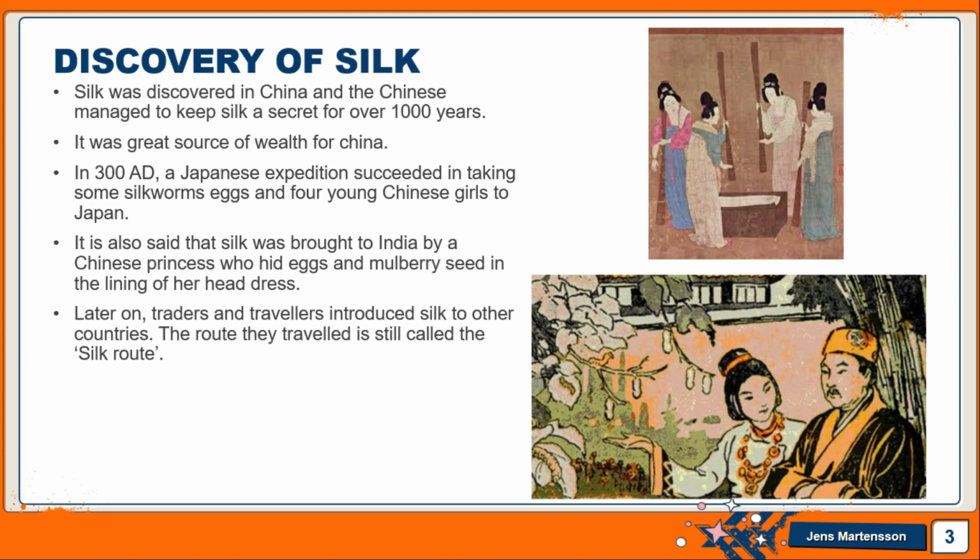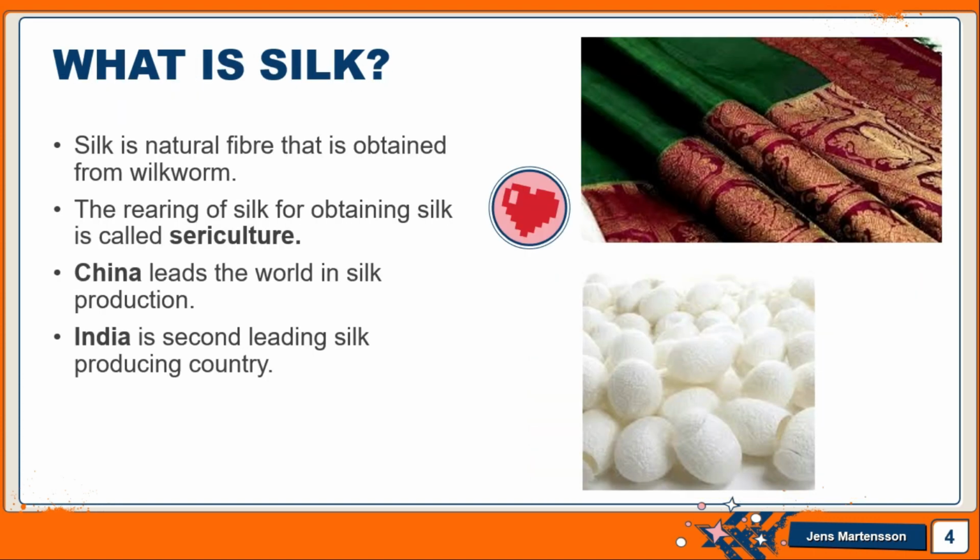Similarly, in India it is said that silk was brought by a Chinese princess who hid eggs and mulberry seeds in the lining of her hairdress. In this way, silk was introduced in India. Later on, traders and travelers who traveled to various countries introduced silk to other countries, and the route they traveled is still called the silk route. This is a very important piece of information. This is how silk was discovered and introduced to various other countries.